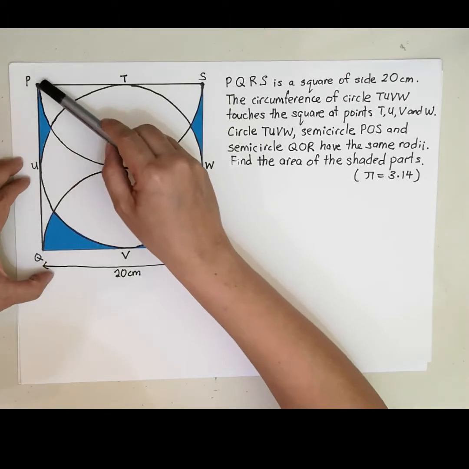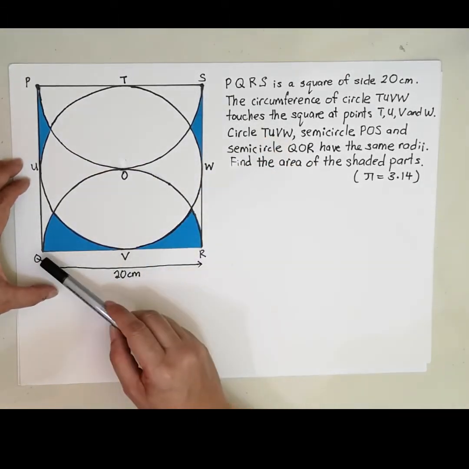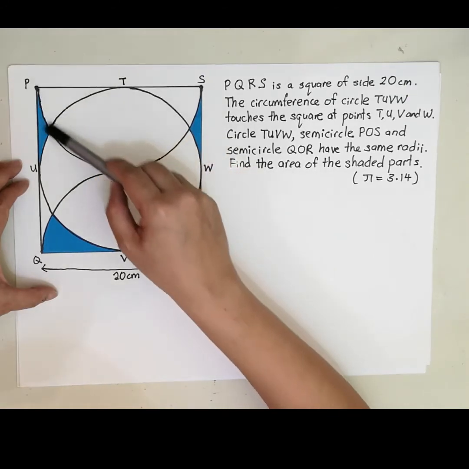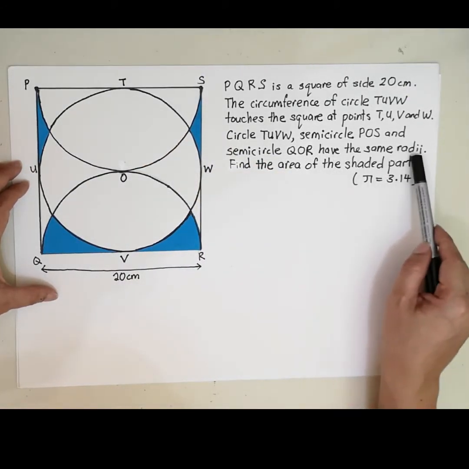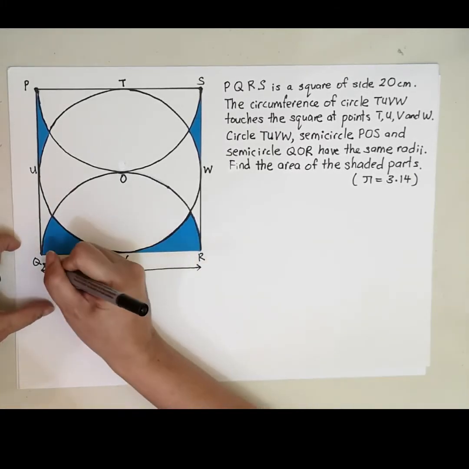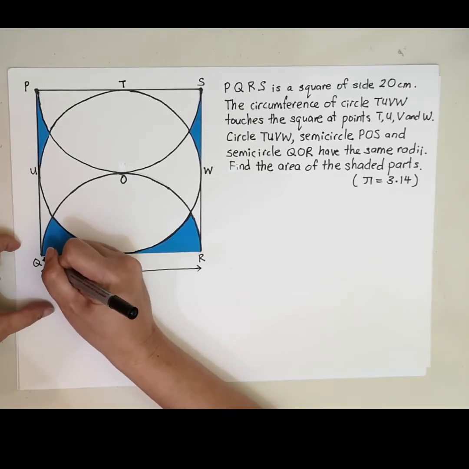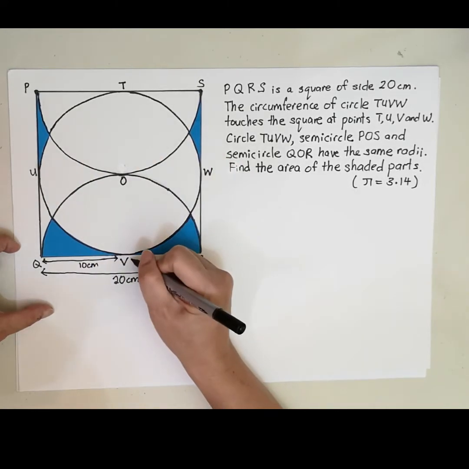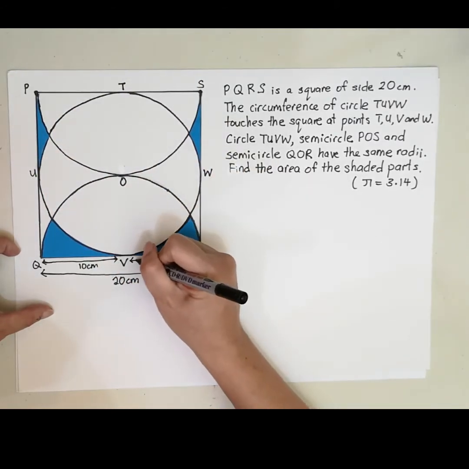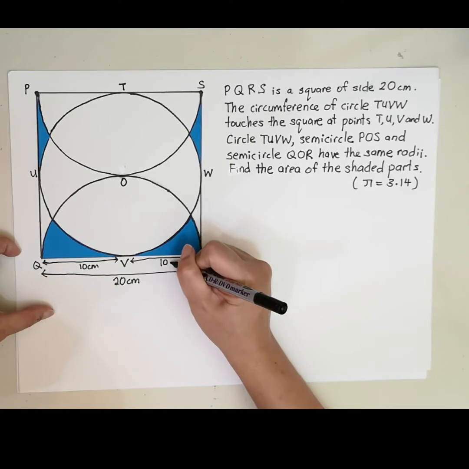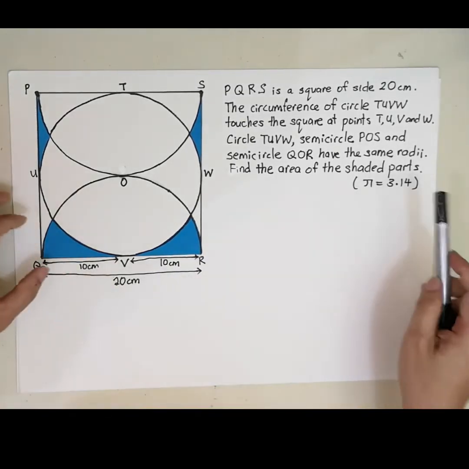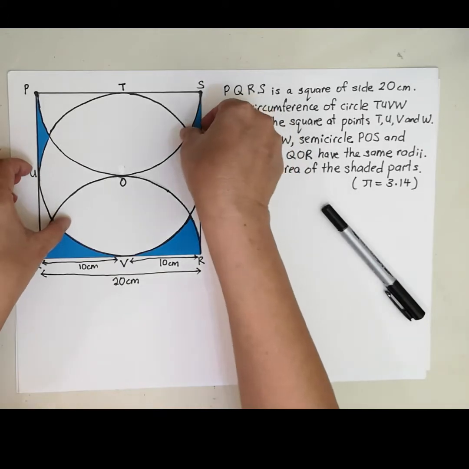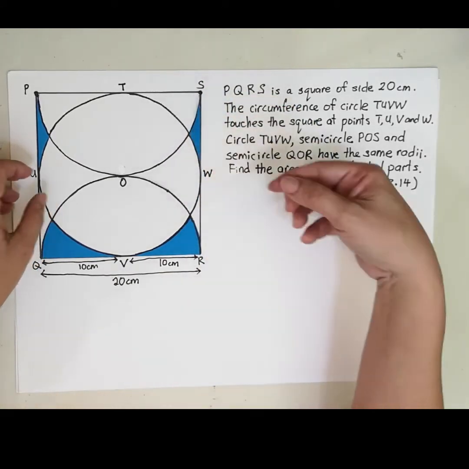We also have another semicircle here, POS, and another semicircle here, QOR. So this big circle together with the other two semicircles, they all share the same radii. So we can conclude that the radius of the semicircle is actually 10 centimeters, since 20 centimeters is the diameter of the circle TUVW. Let us indicate this down first. In this question, we have to find the area of the shaded parts. Like the previous example, we are going to use the strategy of shifting the shaded parts into a shape that we are familiar with.